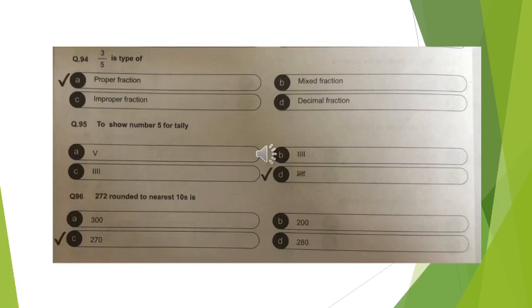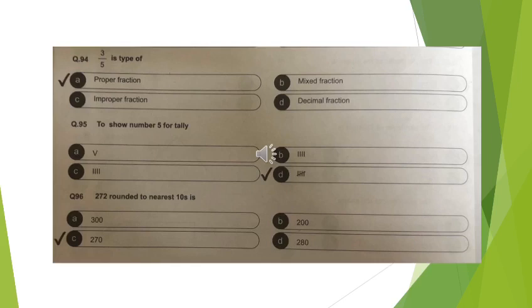Now to round off 272 to the nearest tens, we will check the value in the unit place. If the value in the unit place is 5, 6, 7, 8 or 9, we will go to the next bigger number in the tens place. If the value in the unit place is 0, 1, 2, 3 or 4, we will not change the number in the tens place. As in 272, the number in the unit place is 2 and it's less than 5.